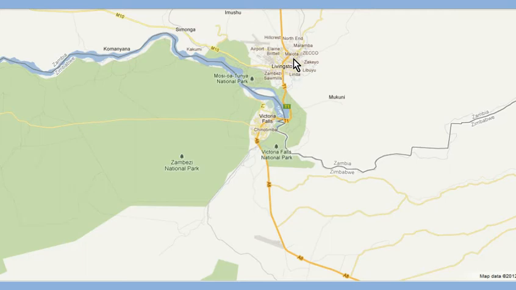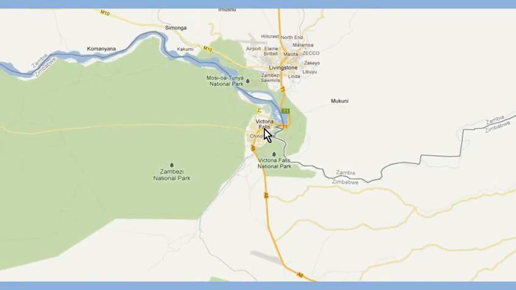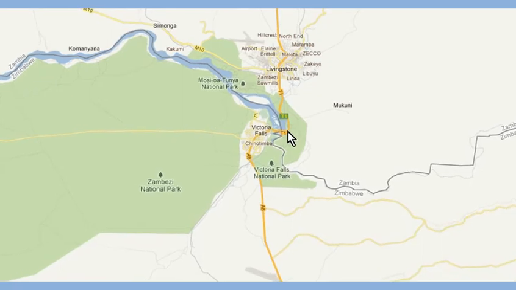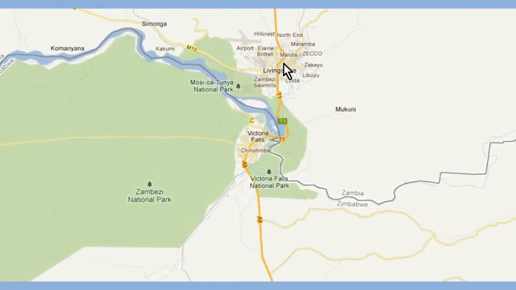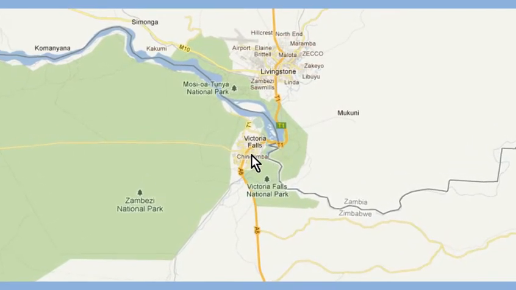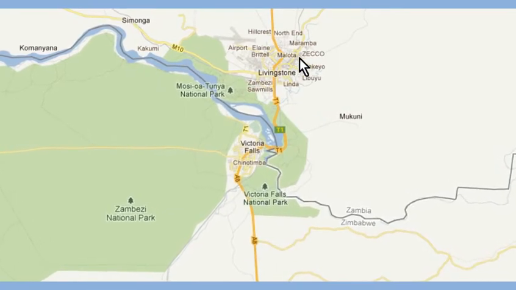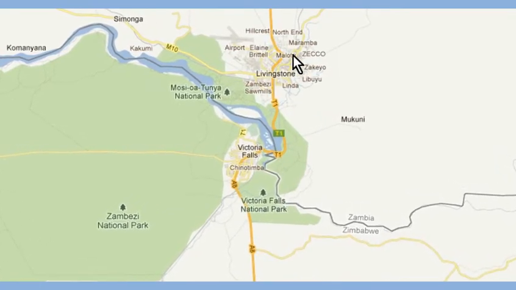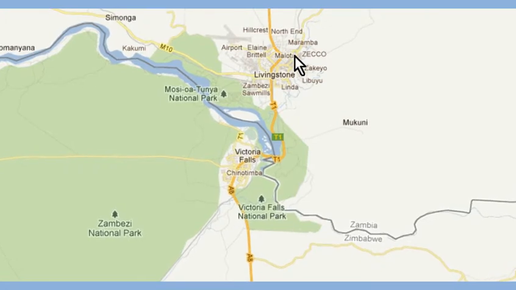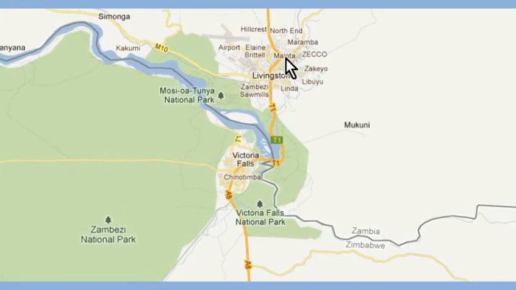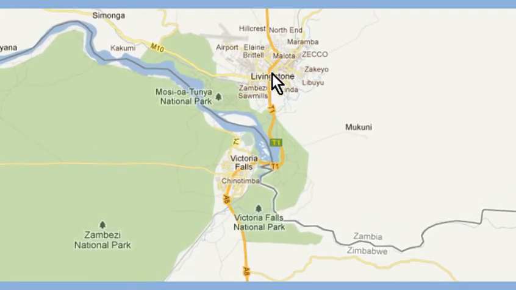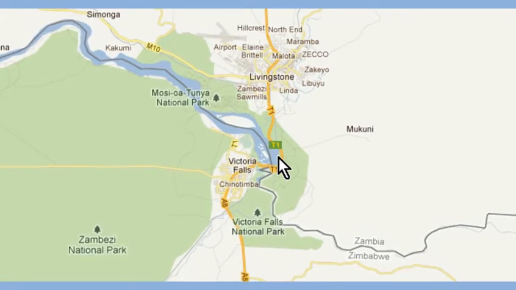You can see that Livingstone town is substantially larger than Victoria Falls town, and it is also positioned slightly further away from the falls themselves than Victoria Falls is. If you are staying at a guest lodge or a B&B, guest house there, that can be a slight disadvantage because it does cost you a bit of money every time you want to get down here.